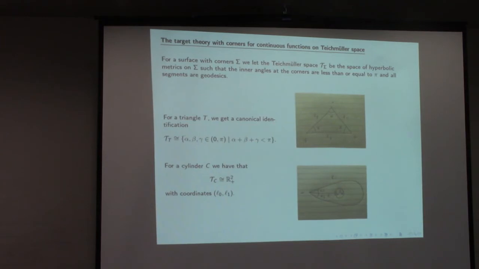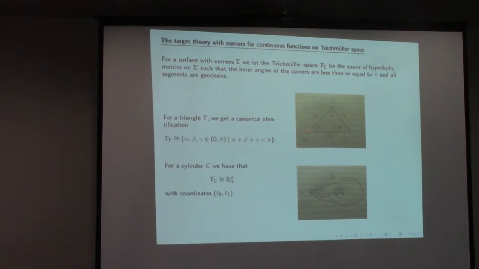So now, let's try to do this for Teichmuller space. So the Teichmuller space I want now is a little simpler, because the Teichmuller space is simply the space of hyperbolic metrics on sigma, such that the inner angles at the corners are less than or equal to pi, and all segments are geodesics. So now I just think about hyperbolic geometry. So, for example, if I look at a triangle, what do I have? Well, I have, for example, the 3 inner angles here like this, and they can be anything from 0 to pi, but of course, by Gauss-Bonnet, if you want a hyperbolic metric on it, the sum better be less than pi, right? But that's the only constraint.